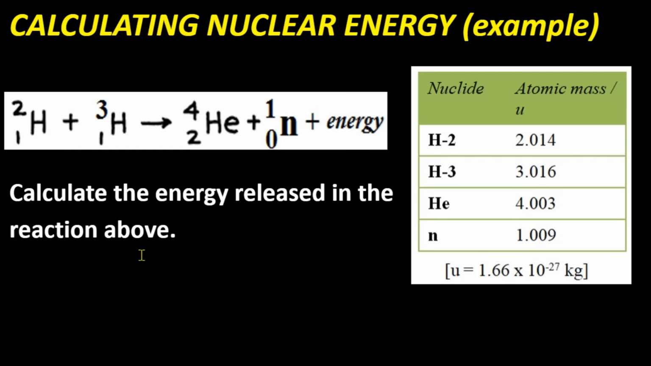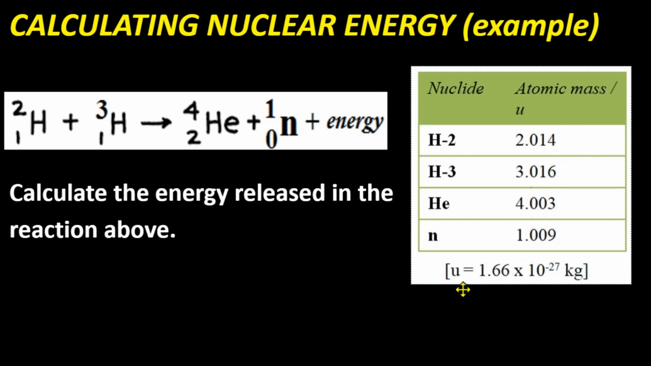What if we had to calculate the energy released in a nuclear reaction? Let's look at this equation here. Here we have two hydrogen isotopes. Hydrogen 2 plus hydrogen 3 gives you helium, a neutron, and some energy. On the table to the right, we can see that we have some atomic masses given in a unit called U. And hydrogen 2 is 2.014, hydrogen 3 is 3.016, the helium is 4.003, and the neutron is 1.009.